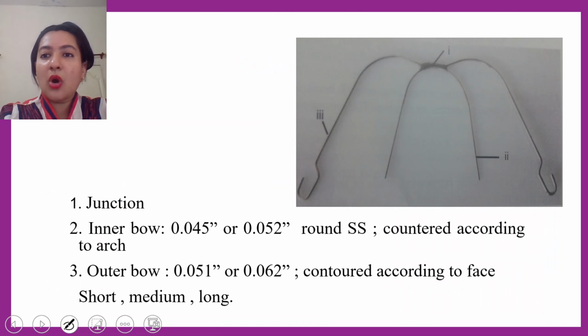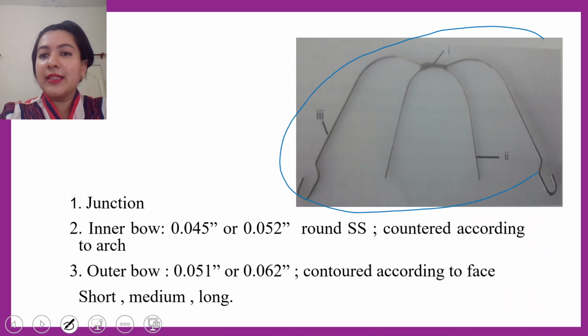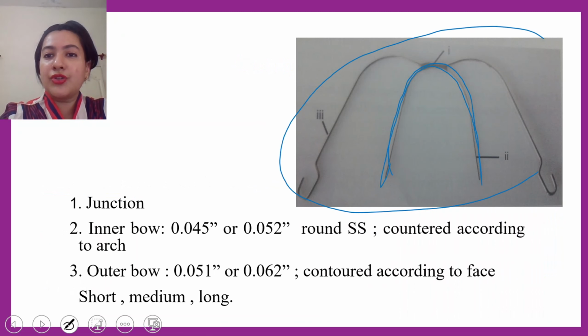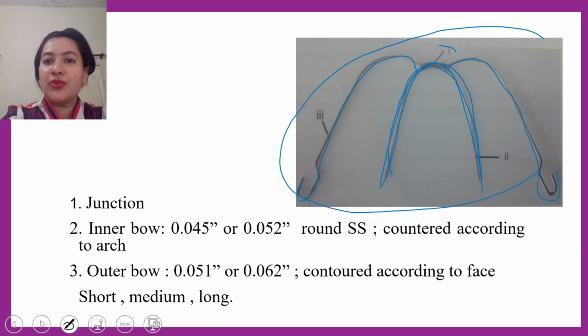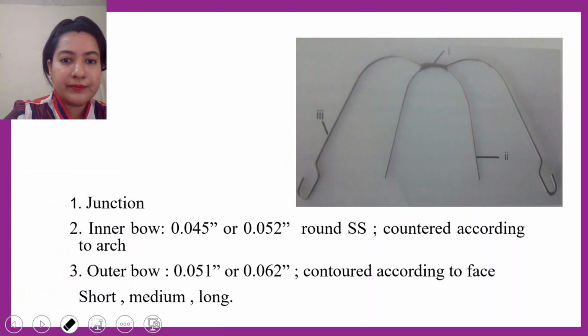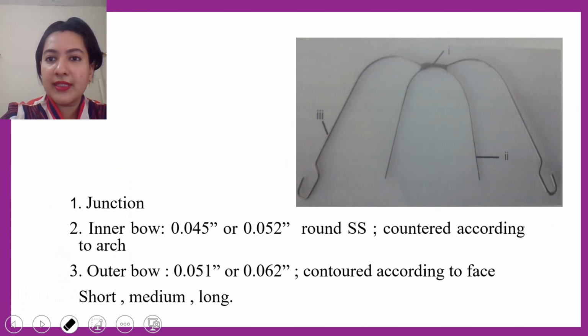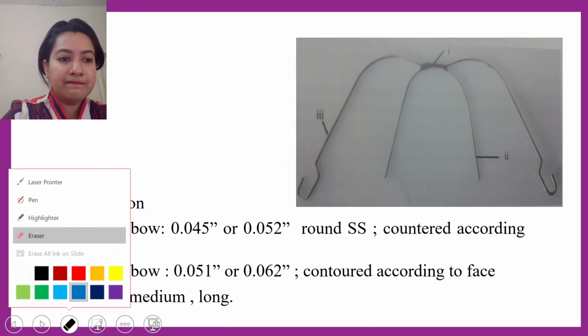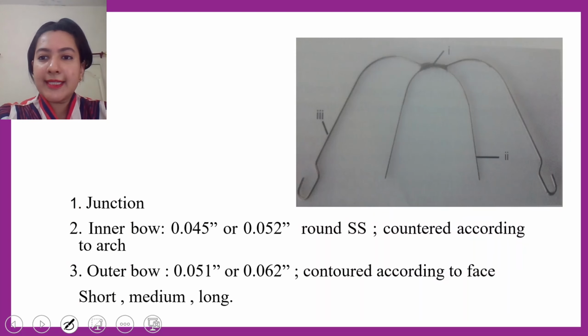Coming to face bow, this is how a face bow looks, okay? So this particular portion is inserted in the mouth. This is an intraoral piece. This thing is the extraoral piece which lies beside my cheek area. Okay, and this thing which you see here is the junction. Let me erase this for you. So this area which you see is the junction. Okay. Then this is the inner bow. This thing is your inner bow.